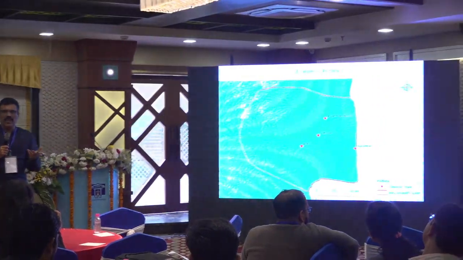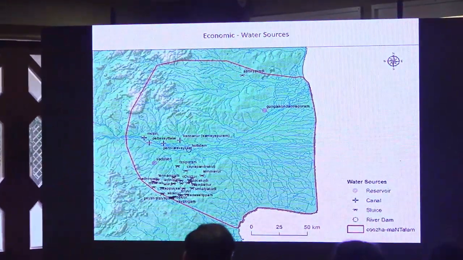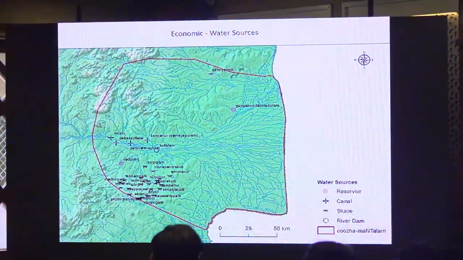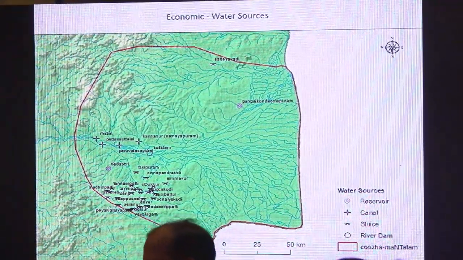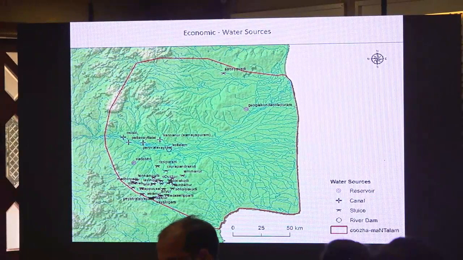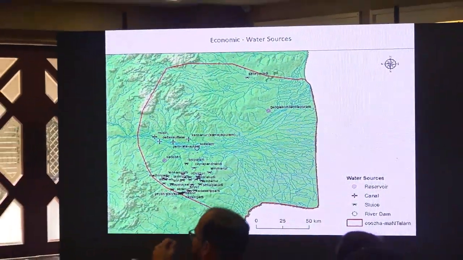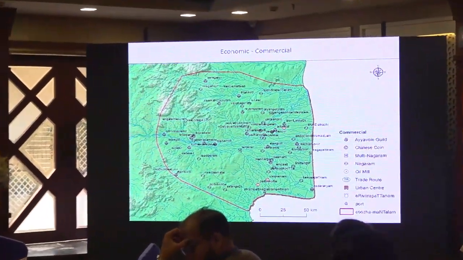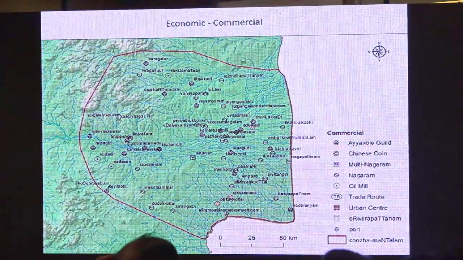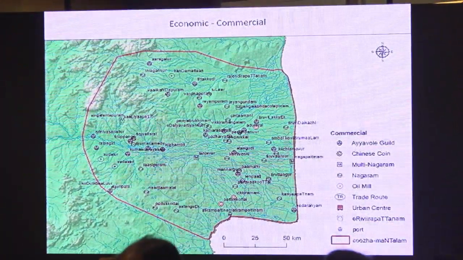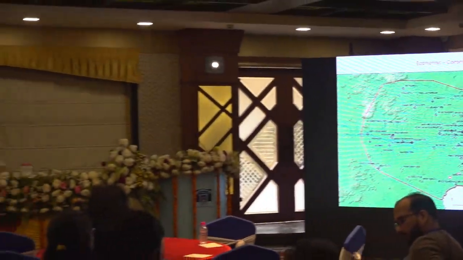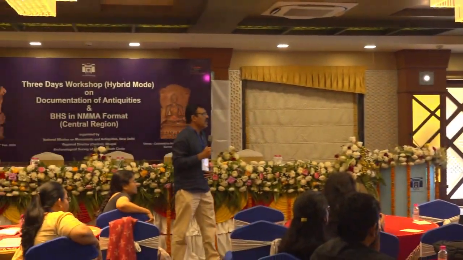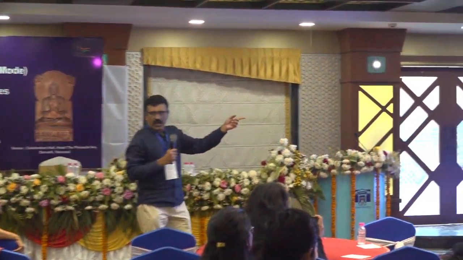Next. Then economic, here Chinese ware pottery, coins we used. Next. Economic water resources also we are taking care of, the dams, reservoirs and sluices, all the data we used here. This is all Kaveri Delta area. Next one. Then economic commercial, then all the Chinese coin, multi-nagaram, oil mill, trade routes also are mapped here, some trade routes to this one. Okay, next. Port also is coming in that one only.